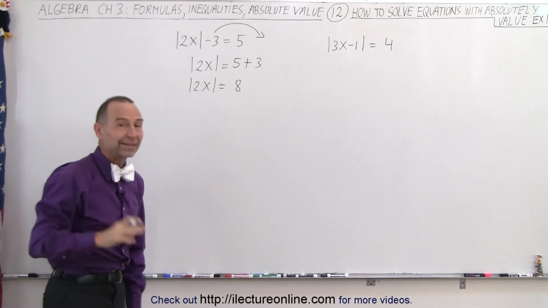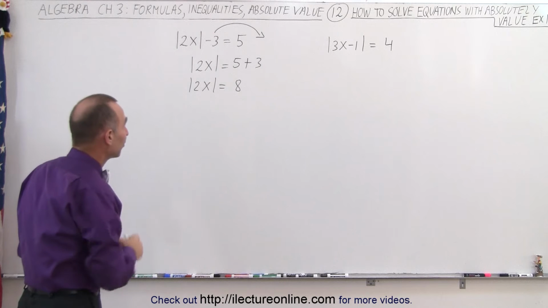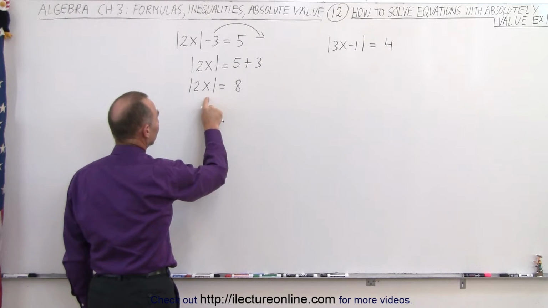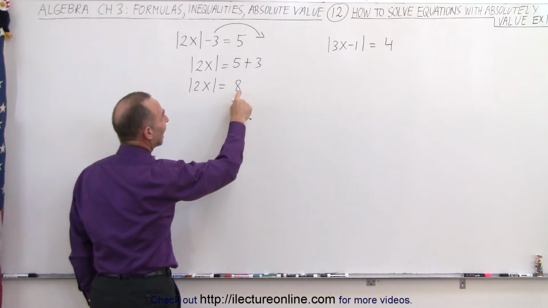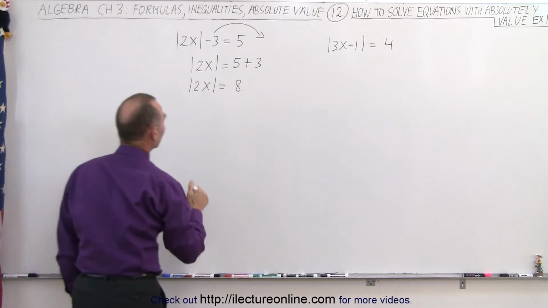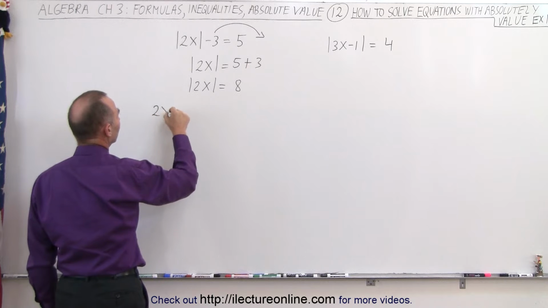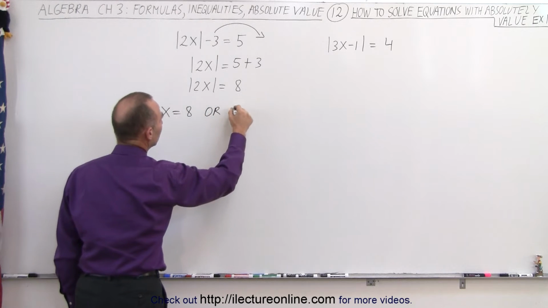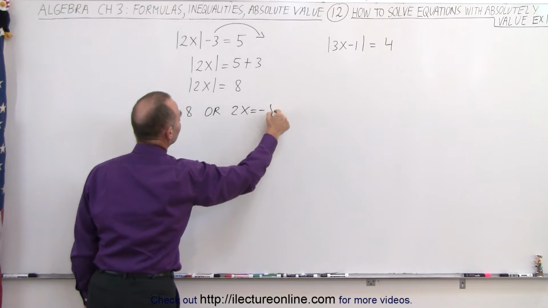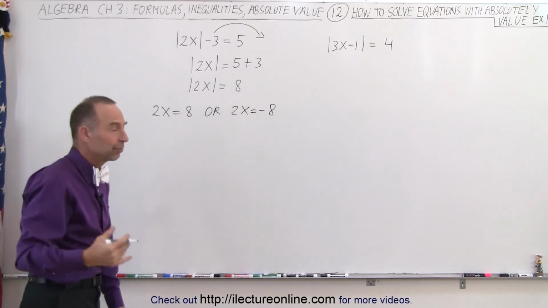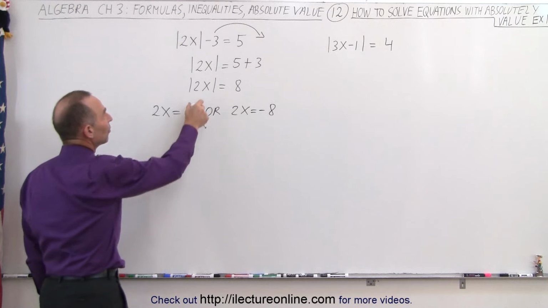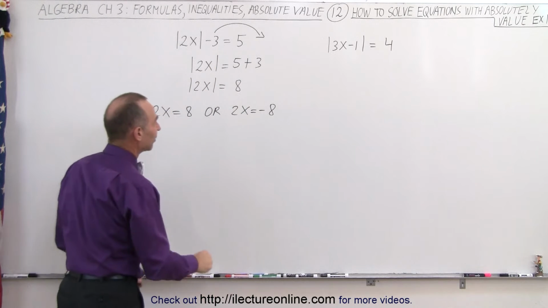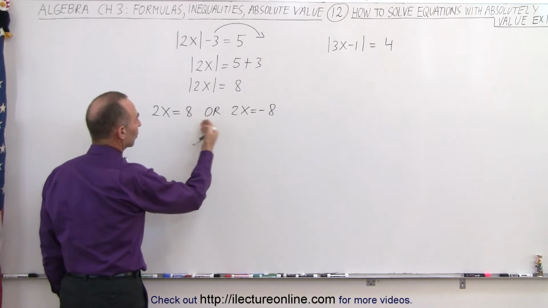And now you can solve it exactly the way we did it in the previous video. We're going to take what's inside the absolute value sign and set it equal to the positive and the negative value of 8. So this becomes 2x equals positive 8, or another solution would be 2x equals negative 8. And that comes from the absolute value, because this can be a negative 8. It's still equal to 8 because we're going to take the absolute value of that. Now we're going to solve these two equations.